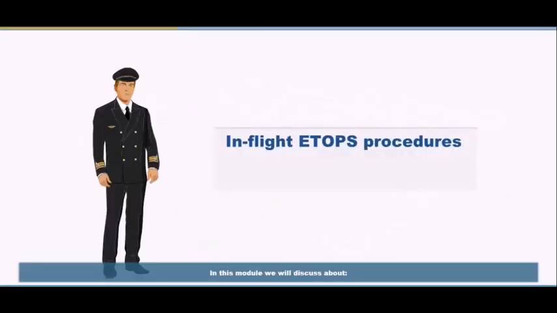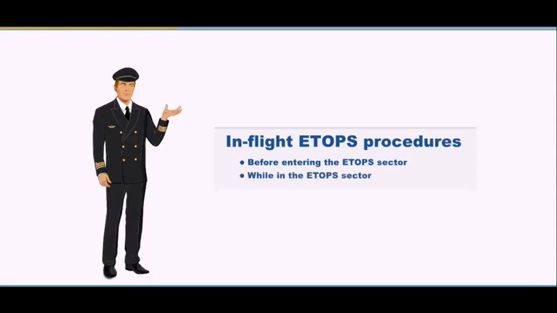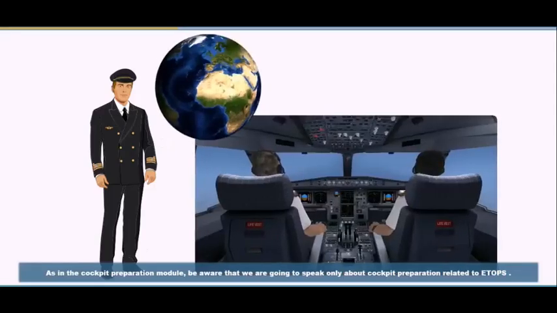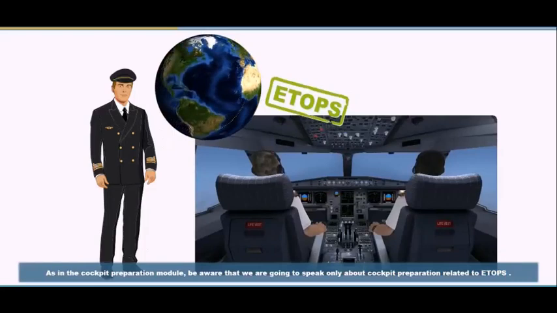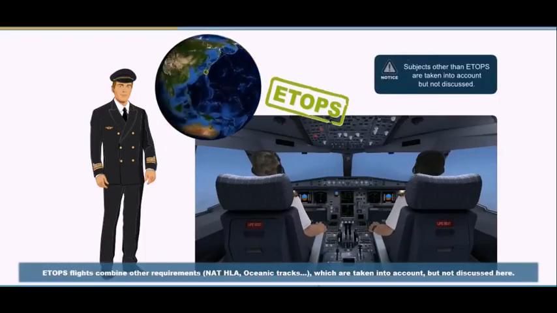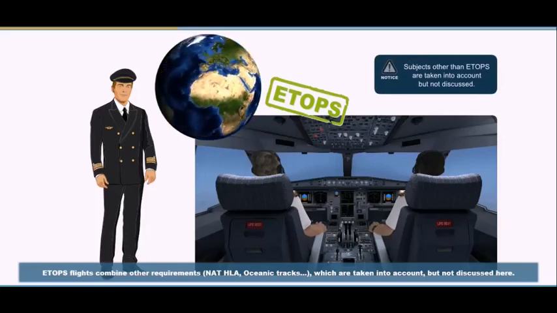In this module, we will discuss the items to check before entering the ETOPS sector, and the actions to perform while in the ETOPS sector. As in the cockpit preparation module, be aware that we are going to speak only about cockpit preparation related to ETOPS. ETOPS flights combine other requirements, such as North Atlantic high-level airspace and oceanic tracks, which are taken into account, but not discussed here.